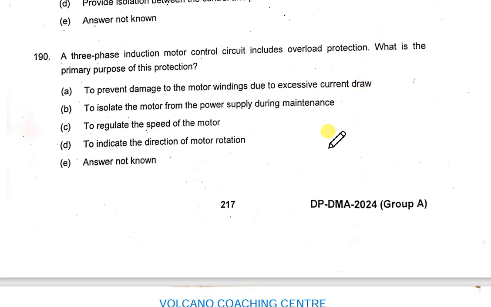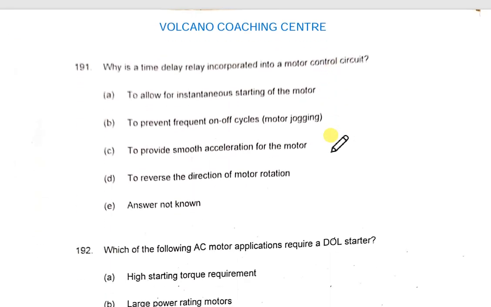A three-phase induction motor control circuit includes overload protection. What is the primary purpose of this protection? To prevent damage to the motor windings due to excessive current draw. Next question: why is a time delay relay incorporated into a motor control circuit? To prevent frequent on-off cycles, that means motor jogging.